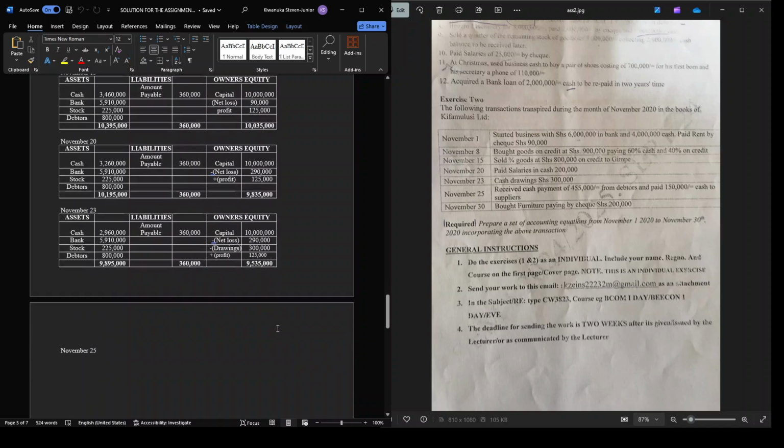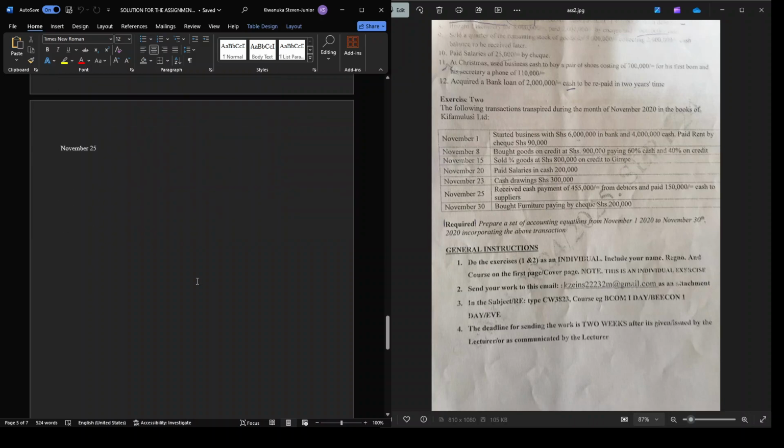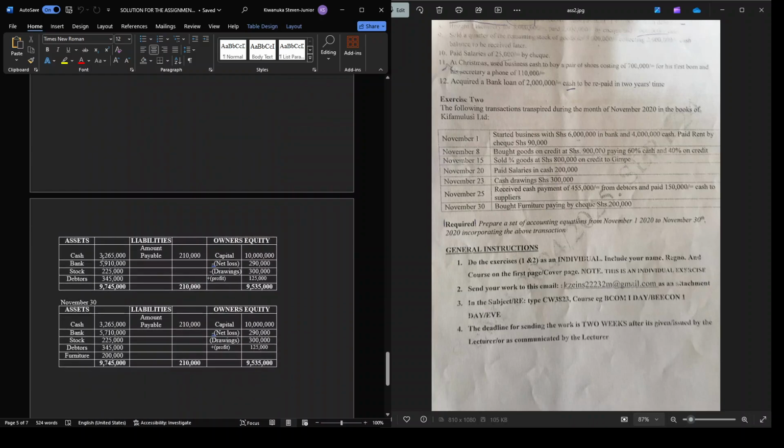Now we come to 25th. Now whenever you have that both received, you can calculate that one at once. Received the cash, this one from debtors, and paid this. So to know the amount which is left, we get this one minus this. What you get, you add it to the cash. So you get this.